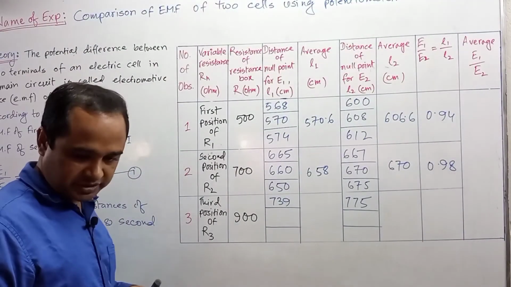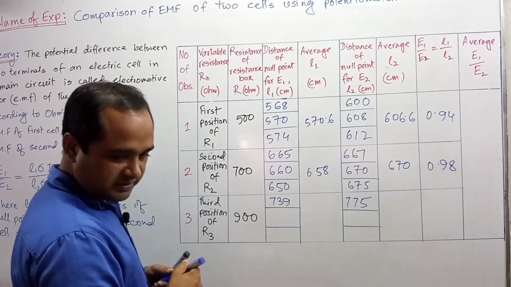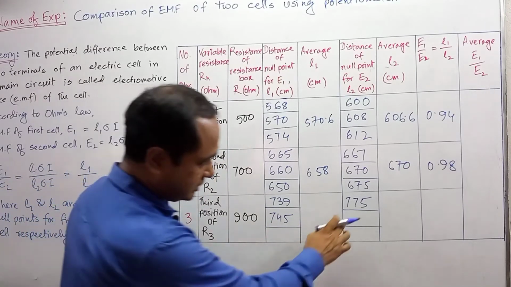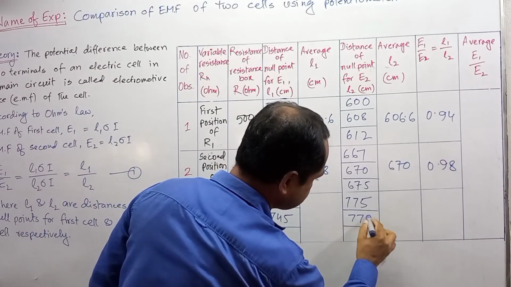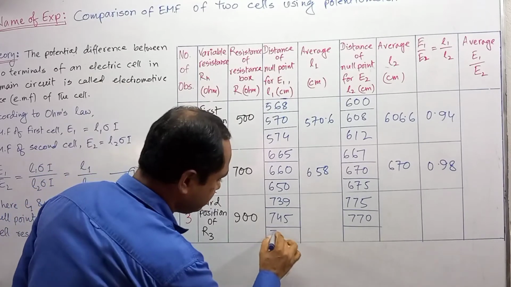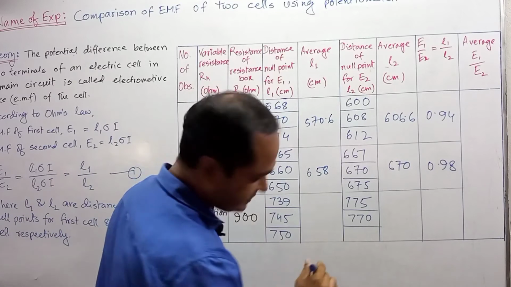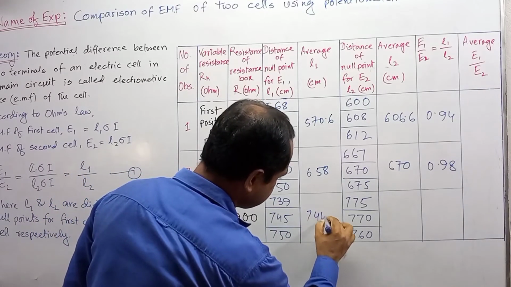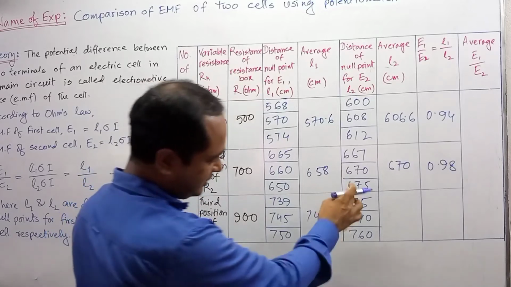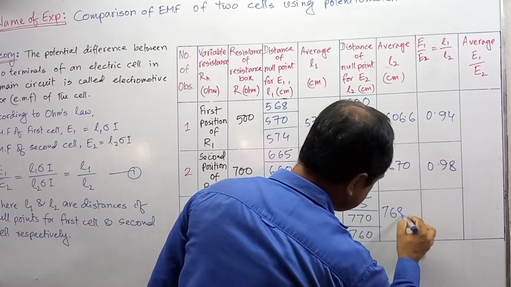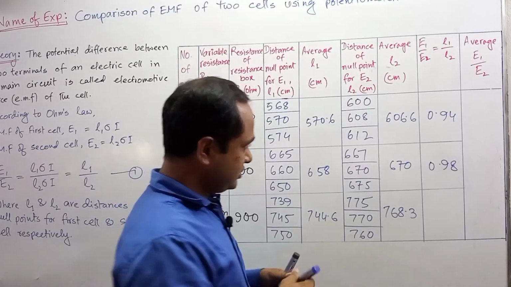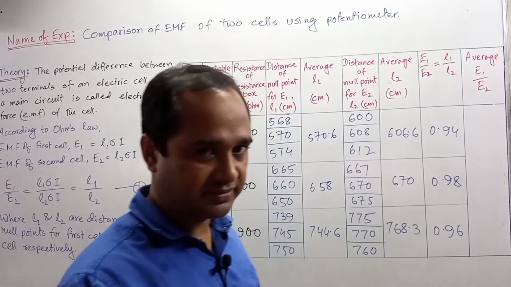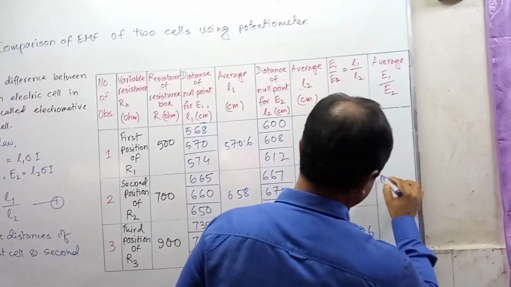Our next two readings we have already measured: the null point we obtained was 745, and for the second cell it was 770. Then 750, and for the second cell 760. So the average of these values was 744.6, and for the others it is 768.3. The ratio of these two values is 0.96, right. Now we have to calculate the average of these three ratios.